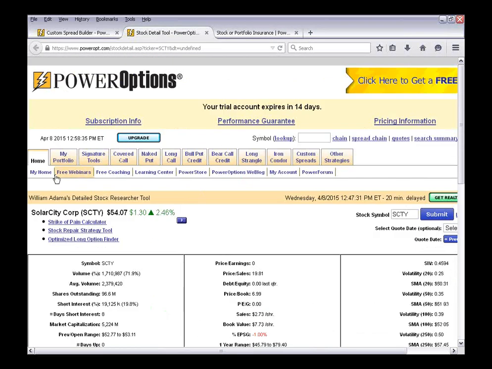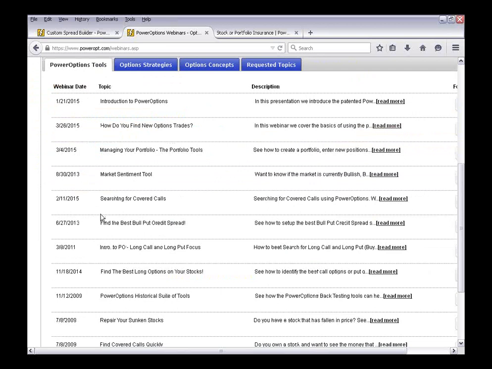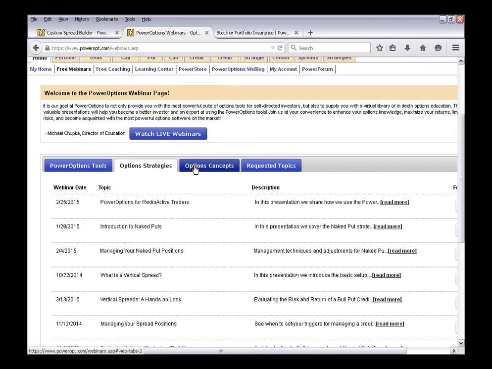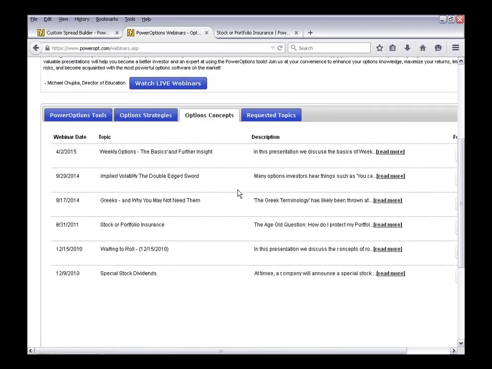In addition to that, back on Power Options in the free webinars tab, let me just put the link in there for the webinars page. It's a public page. You don't need to be logged in to look at it. If you go to powerup.com/webinars.asp, here in the Power Options Tools section, I just want to show you this. This Repair Your Sunken Stocks is pretty old. That's going to be replaced by today's presentation, and today's presentation is going to be available in the Options Concepts one. You'll see that up at the top here for Manage Your Broken Stock.